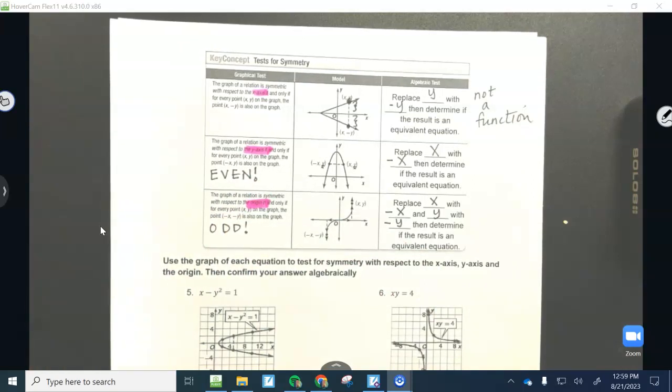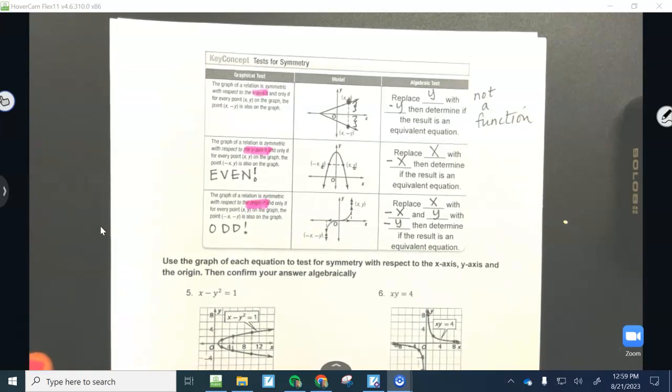This is like half your quiz. This is half your test. You are not given this graphic. Make sure you understand this.